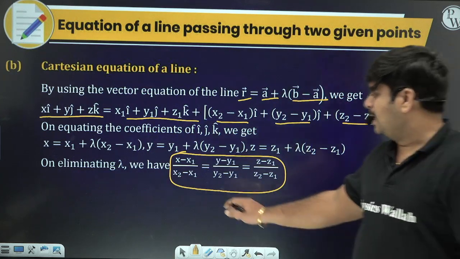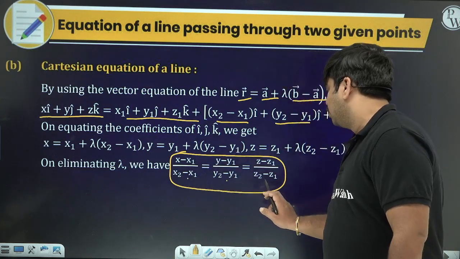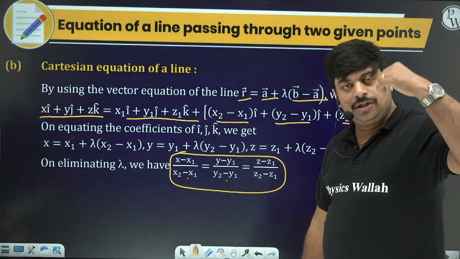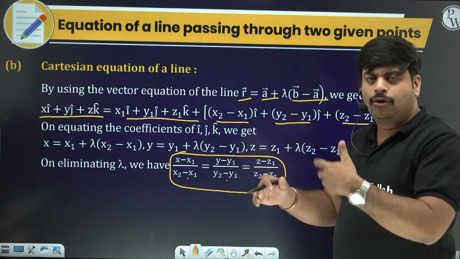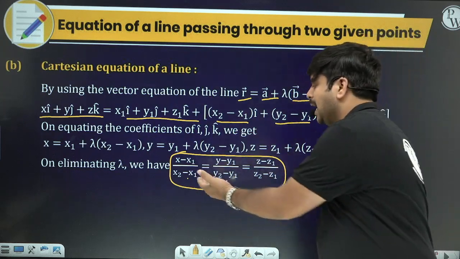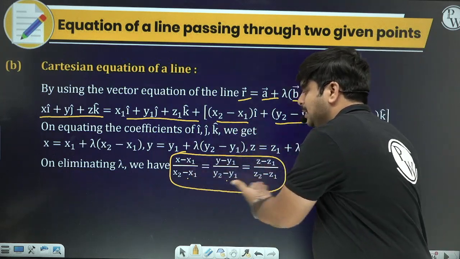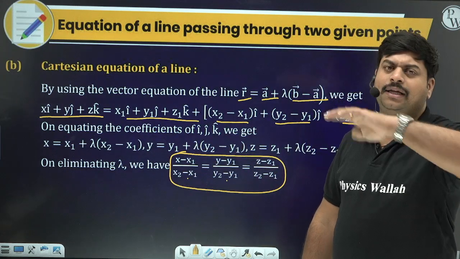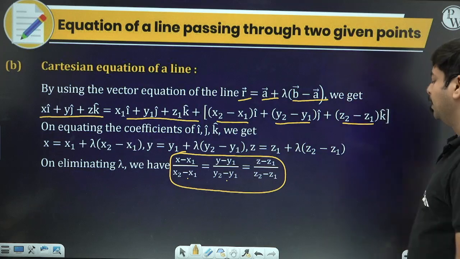Here x2 minus x1, y2 minus y1, z2 minus z1 are nothing but the directional ratios. If directional cosines are given, use the same thing because they are only proportionate to each other. You can use l, m, n in the denominator, or a, b, c, or the values x2 minus x1, y2 minus y1, z2 minus z1. All three will give you the same answer at the end.